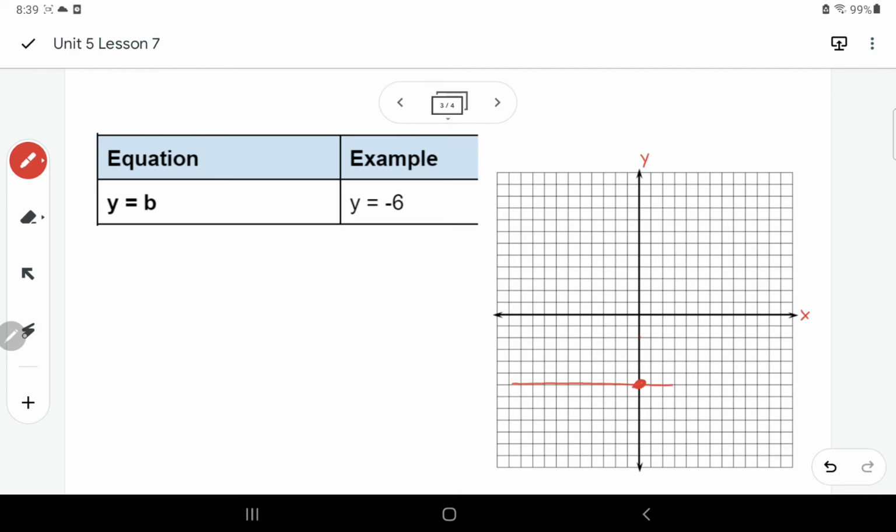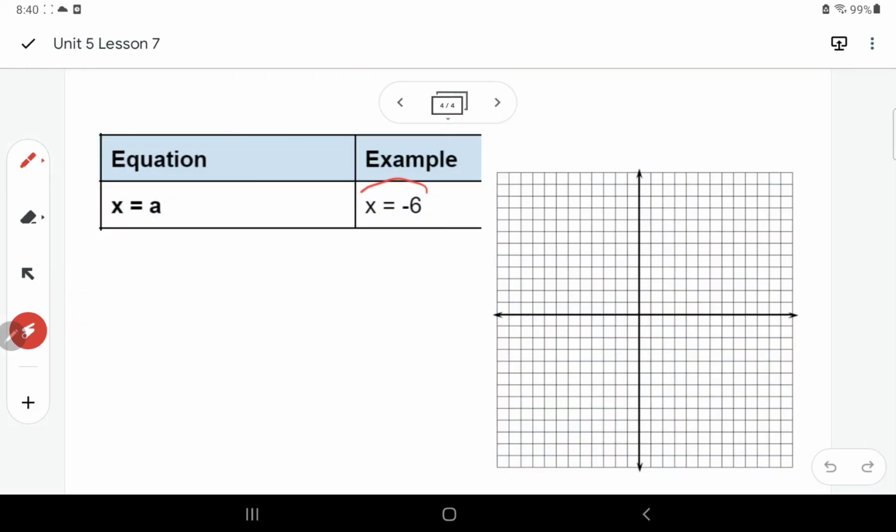And then you just draw this straight horizontal line right across. See, it's the easiest one, but you just have to remember which way it goes. And always remember that the x equals or y equals means it crosses that axis.